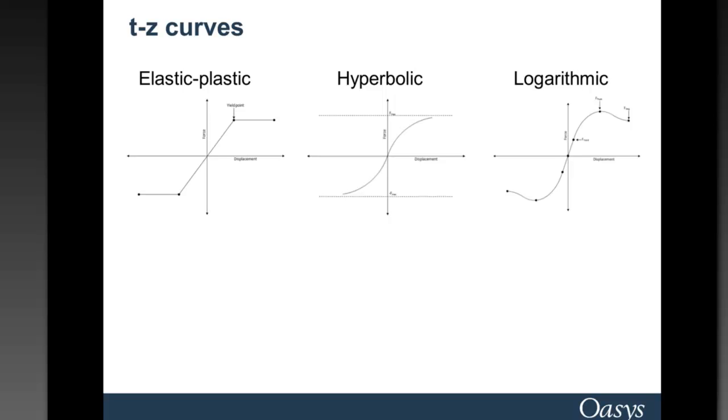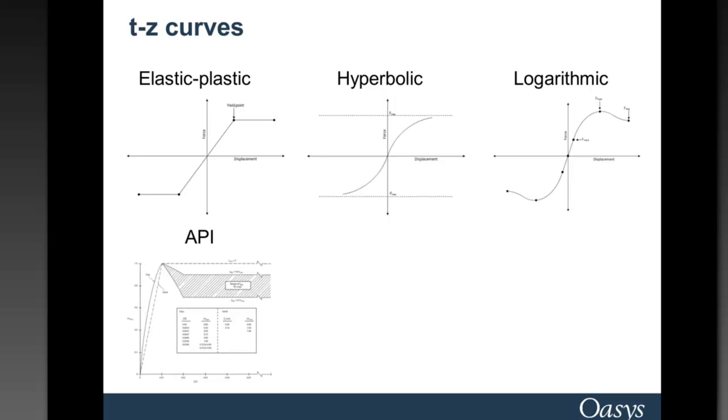So it means that some people might choose 0.5 or 1% of the pile diameter as a displacement where peak load is reached on the pile shaft, and using logarithmic TZ curves would allow you to choose the best displacement that actually matches the field test data.